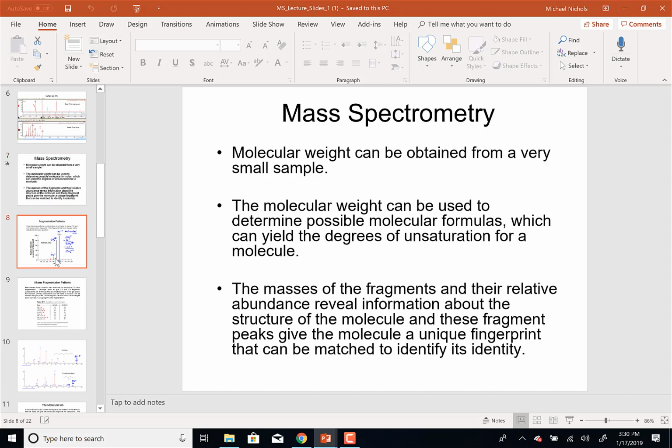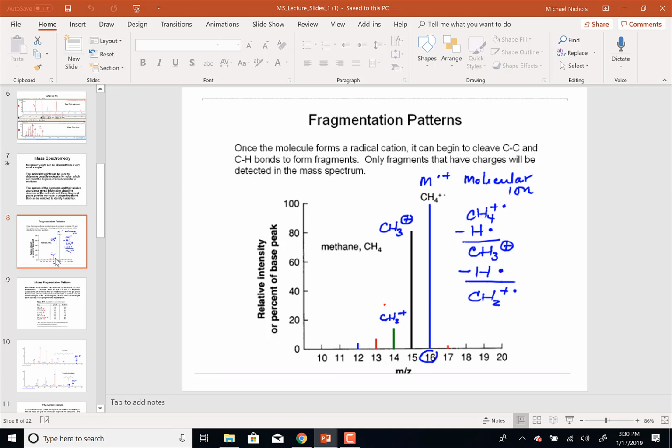So what about the molecular weight? Well, here's methane. So if I took methane and I did a mass spec on it, I would see a peak of 16. That would be the peak farthest to the right, because carbon is 12, hydrogen is 4, total of 16. Now, that would be the molecular weight. That's what's called the M dot plus, the molecular ion. It is the biggest mass in the spectrum. So this molecular ion then will begin to break down.